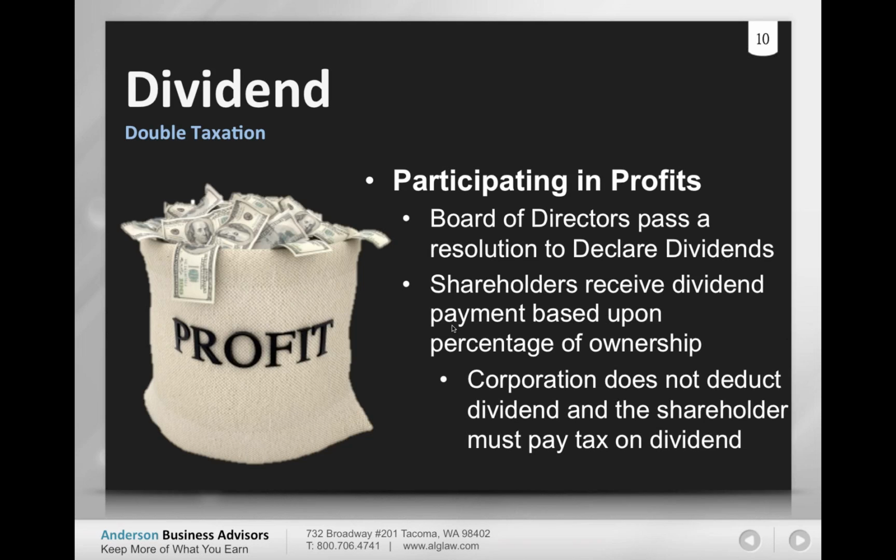So when we're going to elect to pay a dividend, we're going to want to have a meeting for our board of directors. And we're going to pass a resolution to declare dividends. And really what a dividend is, it's a profit interest that's being paid out to the owners, the shareholders of the corporation. And when a dividend's declared, you're going to be paid from that business based upon a percentage of your ownership, your equity ownership within the corporation.